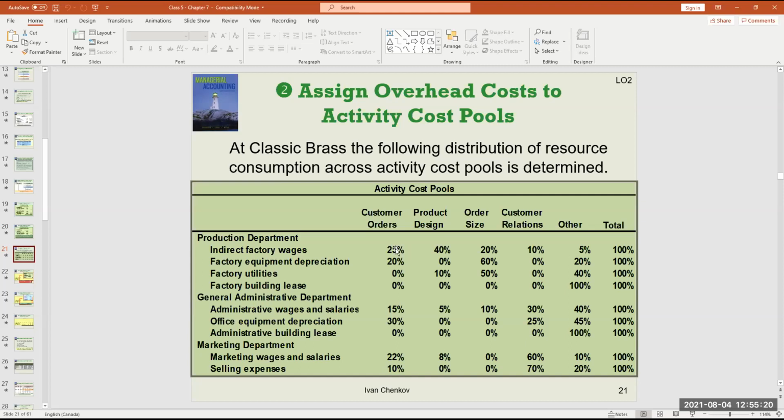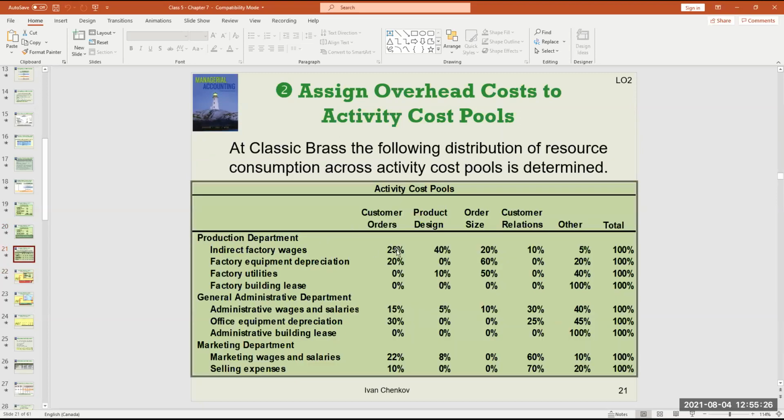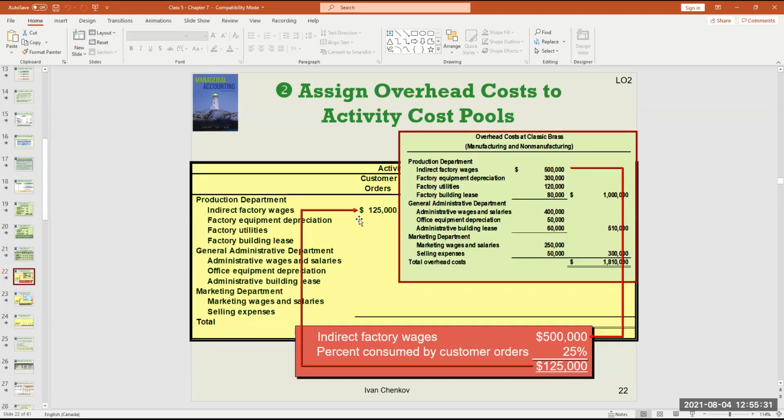Yes. And that's what I'm going to do in the next stage. I'm going to start converting those percentages into numbers. So the first number we're going to come up with is 500,000 times 25%, which will be related to the customer orders for the indirect factory wage. And keep going.